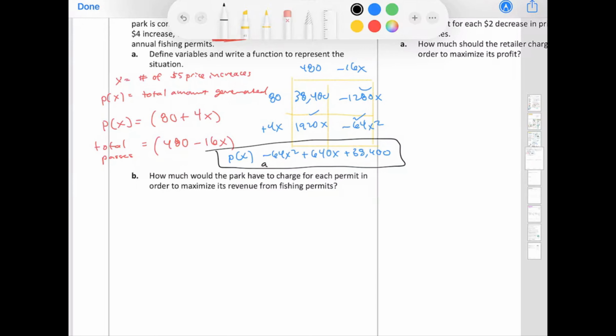Okay, from there, all I need to do is, sorry, not solve for x. We're trying to find the x value of the vertex, which is of the maximum. So a is negative 64, b is 640, and c is 38,400. So x equals negative b over 2a. My b value is 640. My a value is negative 64. So 640 divided by 128 gives me negative 5, so x equals 5.